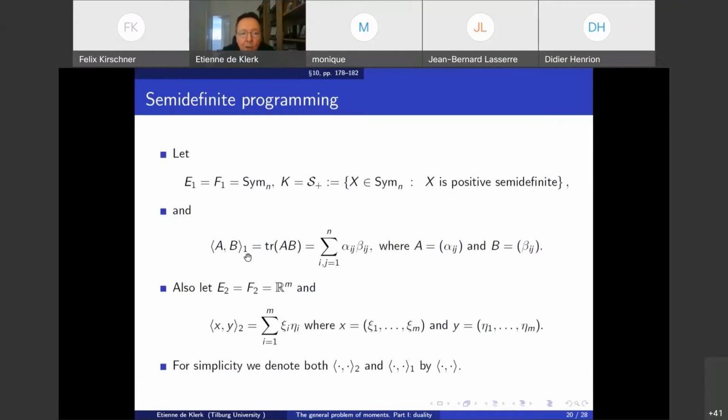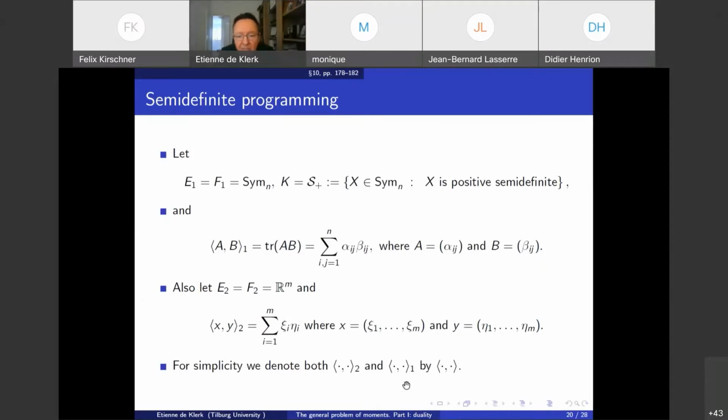Again, the duality in question is just the inner product, and this is the Euclidean inner product between symmetric matrices, which is also known as the trace inner product. So I think many of us are very familiar with this setting. Also, for the dual problem, we will have the spaces E2 and F2, and they will coincide, and they will just be Rm. And the duality there is just going to be the Euclidean inner product in Rm. So for x having components psi 1 to psi m and y, eta 1 to eta m, this is just the familiar Euclidean inner product in Rm.